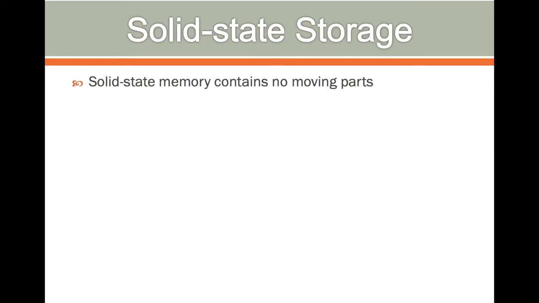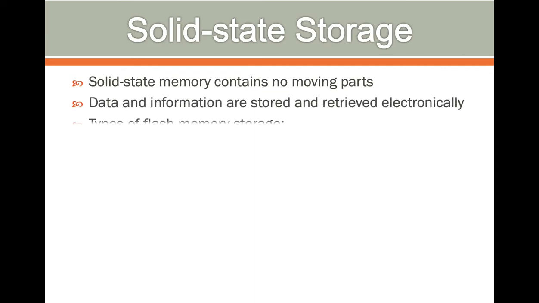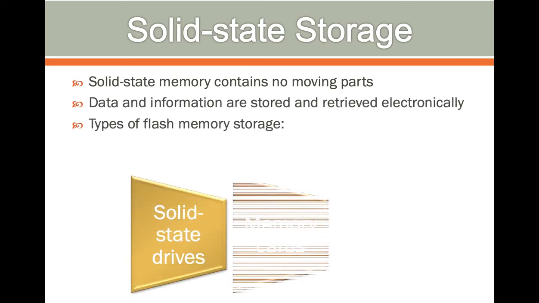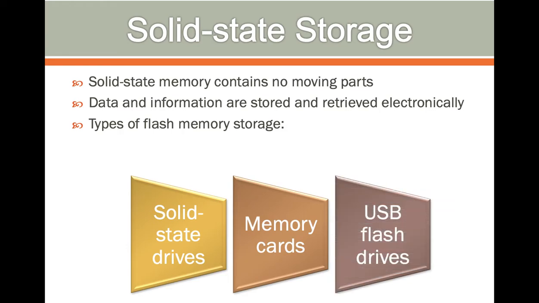Solid state storage. Solid state memory contains no moving parts. Data and information are stored and retrieved electronically. There are three types of flash memory storage: solid state drive, memory cards, and USB flash drive.